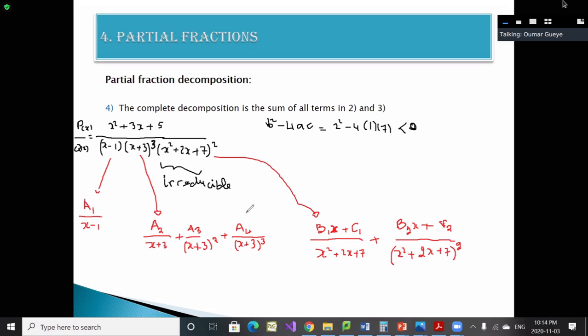And the last step says, you can see all these terms are obtained from step 2. And this term is obtained from step 3. And for step 4, what it says is you have to add all terms obtained from step 2 and 3. So this is from step 2 plus from step 3. And all this is what we call the partial fractions decomposition. This summation is what we call the partial fractions.